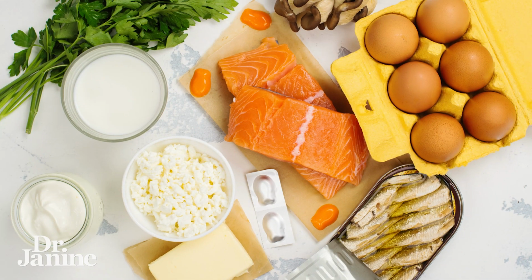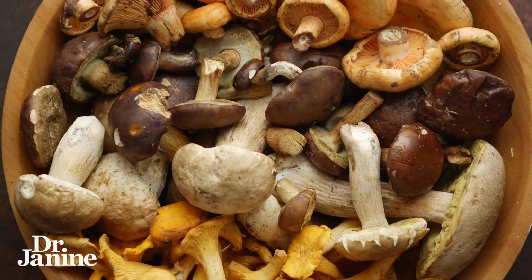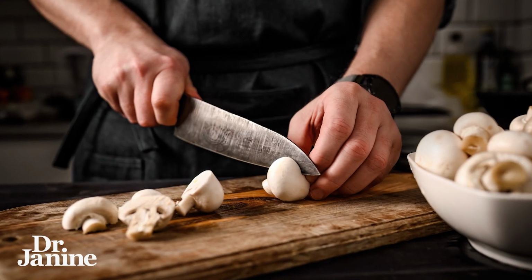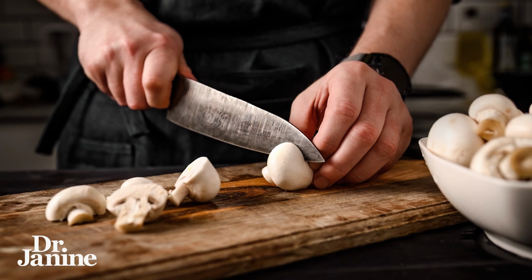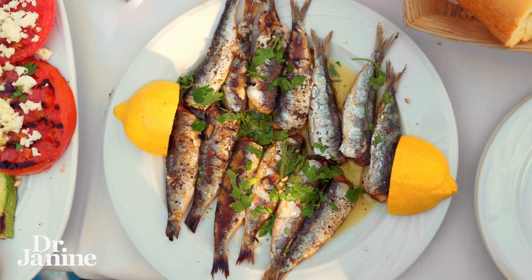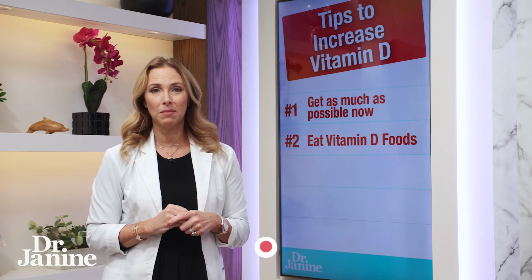Tip number two is to increase your vitamin D foods in your diet. One of the great sources of vitamin D is mushrooms, and especially mushrooms that have been left to sit out in the sunlight will actually concentrate their vitamin D, which is amazing. Wild salmon has some vitamin D as well. Sardines, tuna, and egg yolks will give you a small amount of that natural vitamin D.